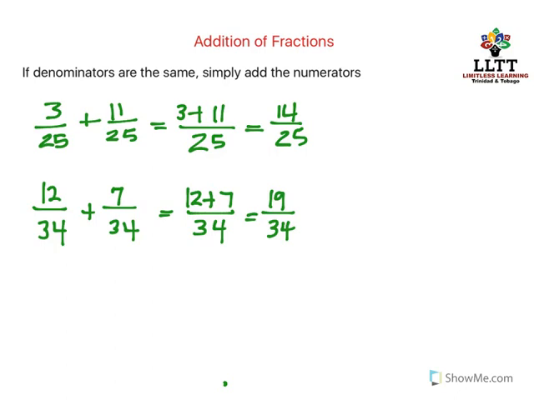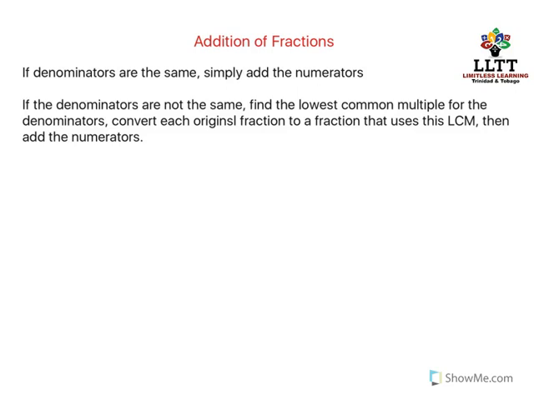What happens if the denominators aren't the same? If my denominators are not the same, I'm going to find the LCM, that's my lowest common multiple for the denominators that I'm given. Then I'm going to convert each original fraction to a fraction that uses this LCM. And then I'm going to be able to add the numerators. So it sounds a little bit complicated. It really isn't. Let's look at an example.